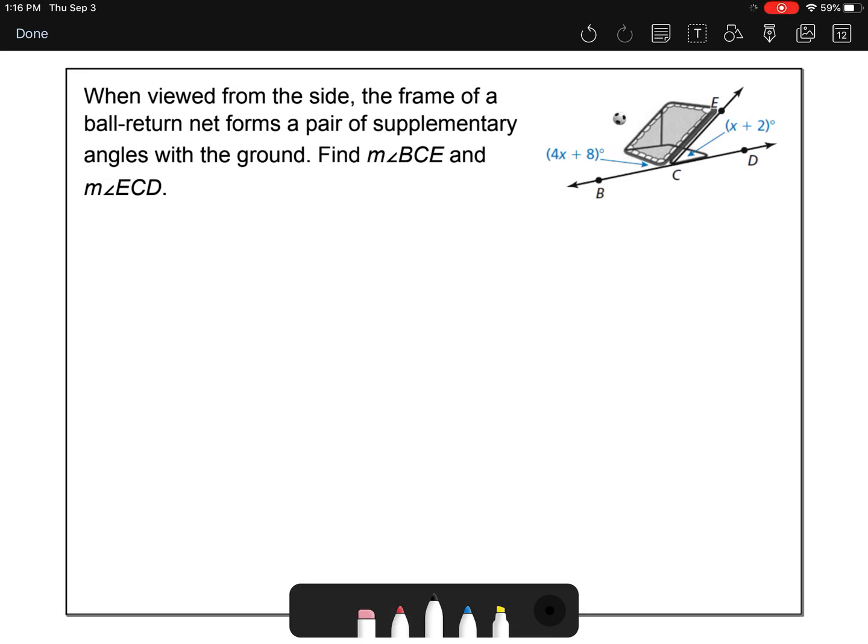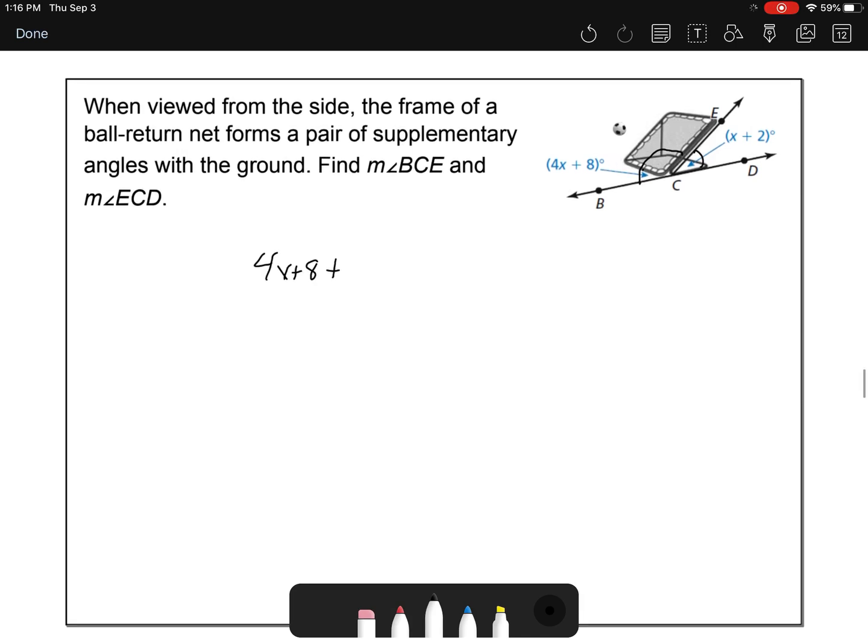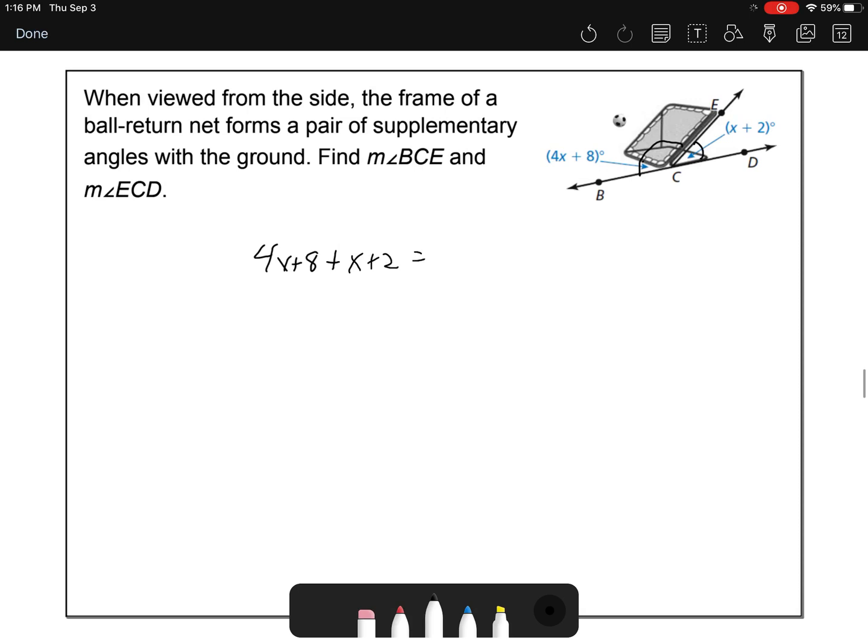Okay, when viewed from the side, the frame of a ball return net forms a pair of supplementary angles with the ground. Find the measure of angle BCE and the measure of angle ECD. So we want to know this angle right here, these two angles. So 4x plus 8 plus x plus 2 forms a line, right? Because it's supplementary, equals 180.